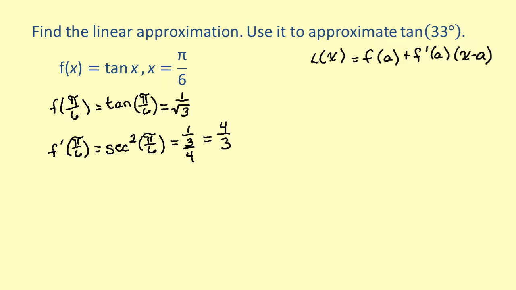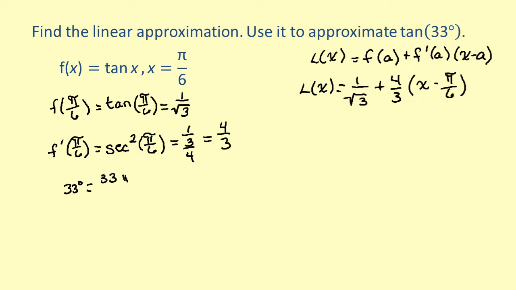Now that we have most of our information, let's set up our equation. We have L of x equals 1 over the square root of 3 plus 4/3 times the quantity x minus pi over 6. Since we want to find the linear approximation of the tangent at 33 degrees, we need to convert the 33 degrees to radians. So we have 33 degrees equals 33 pi over 180 radians. We can now plug this into our linear approximation.